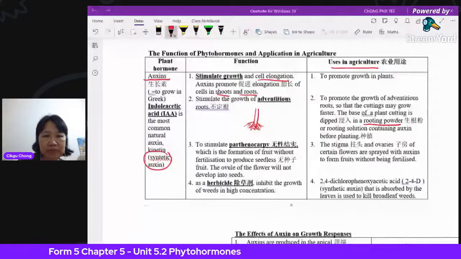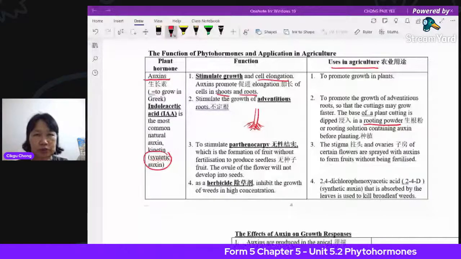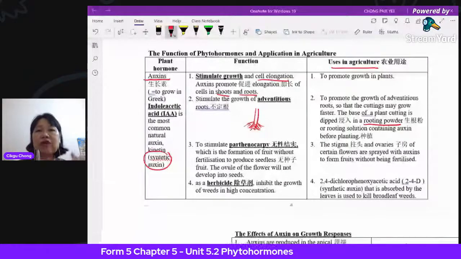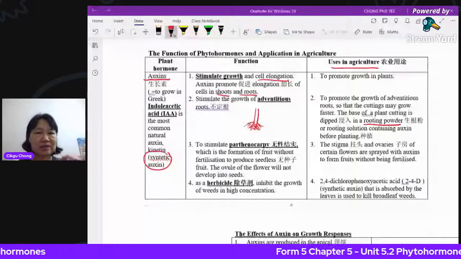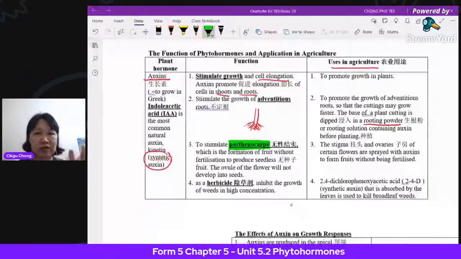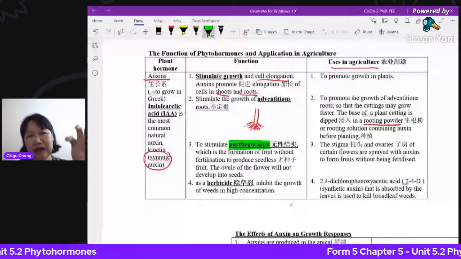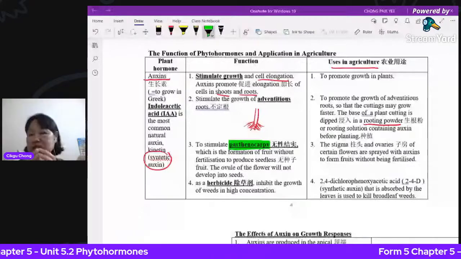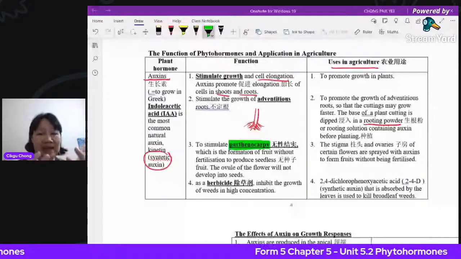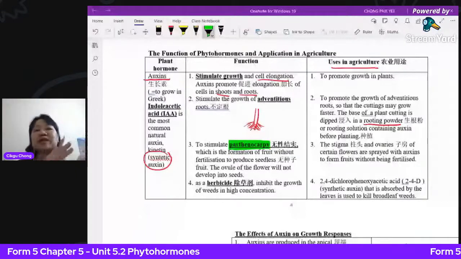Remember this word. Parthenocarpy is a phenomenon whereby we make the flower form into the fruit without fertilization. What does it mean? That means the flower is ready for fertilization, right? The pollen grain is supposed to come on the stigma, then the gamete will go down there and join with your ovule, then fertilization, you get a fruit. Now that is the common way of producing a fruit. But there's another way of doing it. This is like man-made. You spray auxin onto that flower. It is going to make it become a fruit without fertilization.